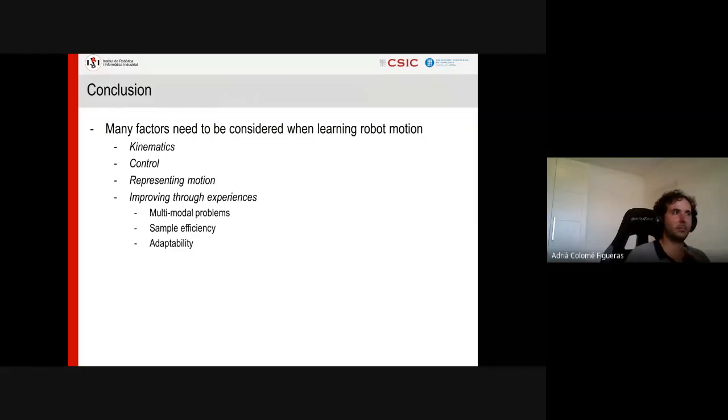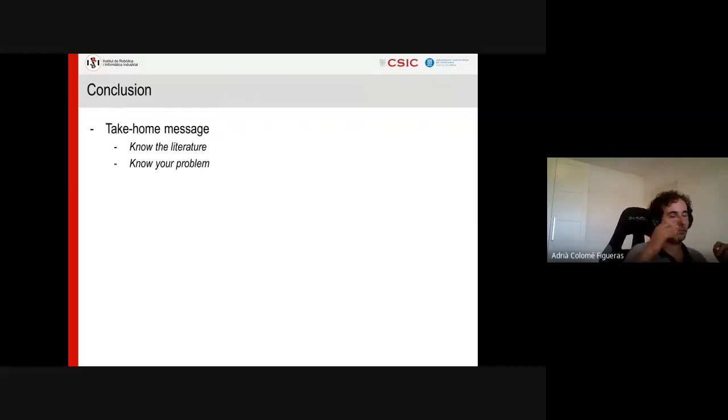And the conclusion is that many factors need to be considered when learning robot motion. Kinematics is important, as I showed you. Control is also important, specifically and most important when we do human-robot interaction, because as I said, safety comes first. You have to be very sure that the robots behave safely. And I talked a little bit about representing motion and also improving through experience, also dealing with multimodal problems, sample efficiency, adaptability, etc. And the take-home message would be, if you want to do robot motion learning, try to read a lot of the literature, read surveys to see what people are doing, what things work and what things do not work.